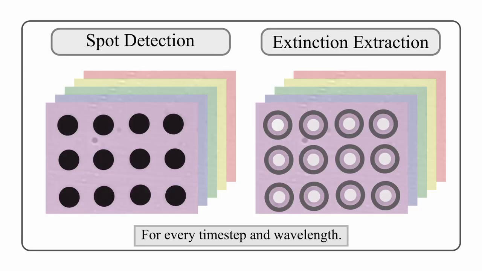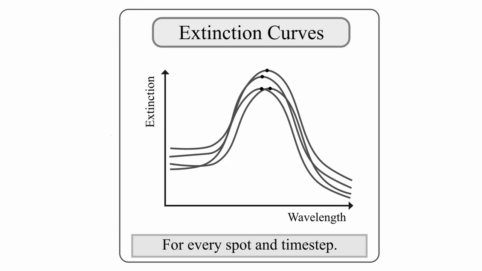To detect molecular interactions over time, the first step is to identify the spot locations. For each spot, a central area and a surrounding ring are extracted. These represent the transmitted and incident light. From these, we compute the extinction value, which reflects the combined effects of scattering and absorption.